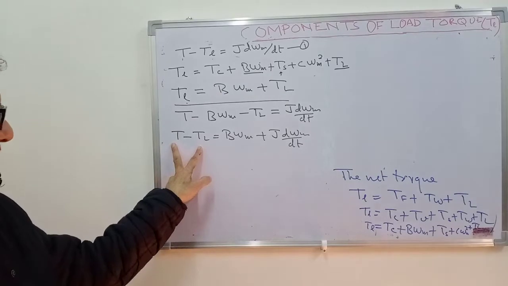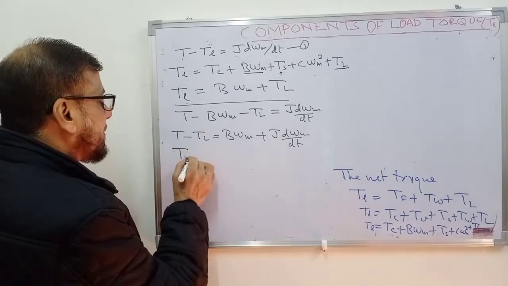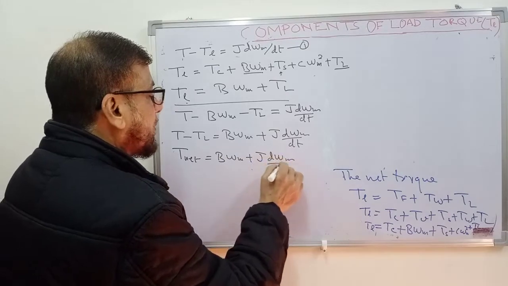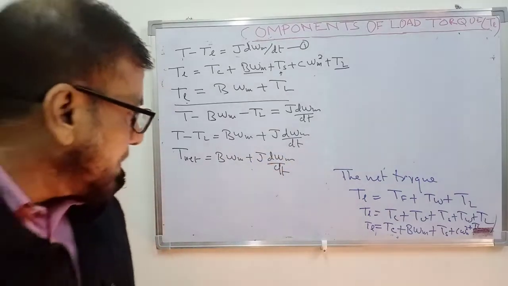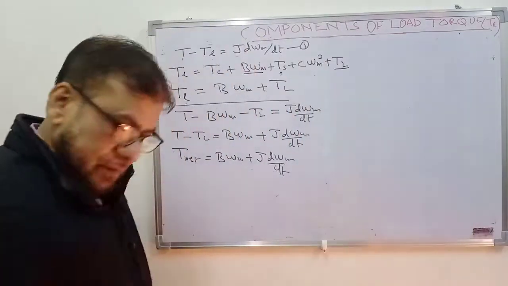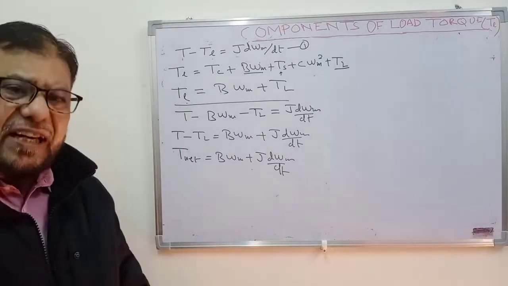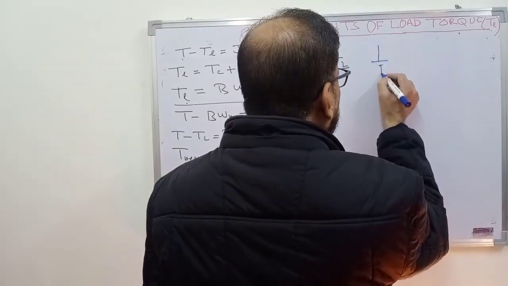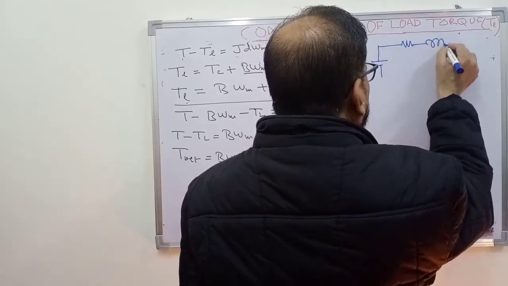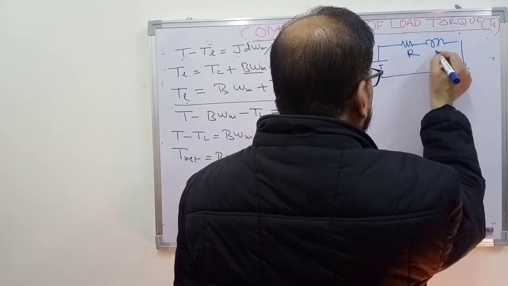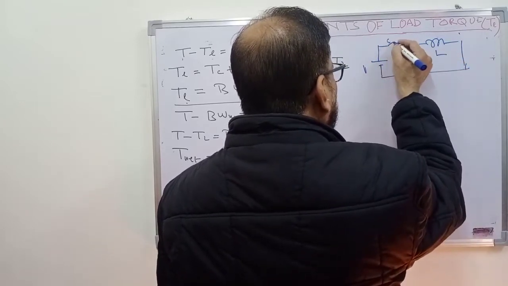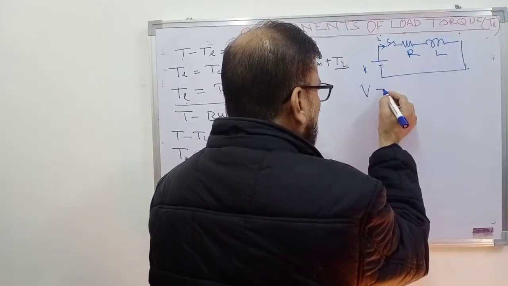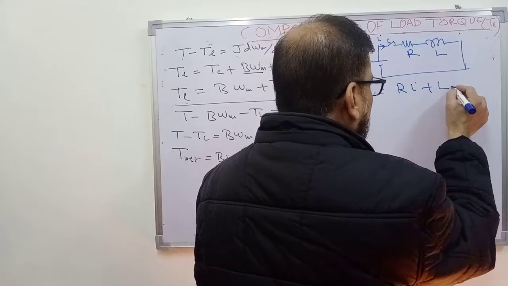So this T minus TL, let me call it T net, is equal to B omega m plus J d omega m over dt. Now, you can compare this equation with one familiar equation in electrical circuits. You recall one electrical circuit where we apply a voltage V to a series combination of R and L. That is a simple series RL circuit. When we close the switch S, a current I flows, and the KVL equation that you write there is V equals R I plus L dI over dt.